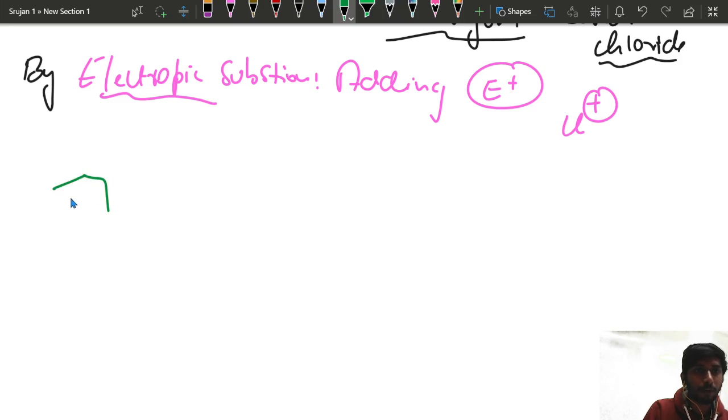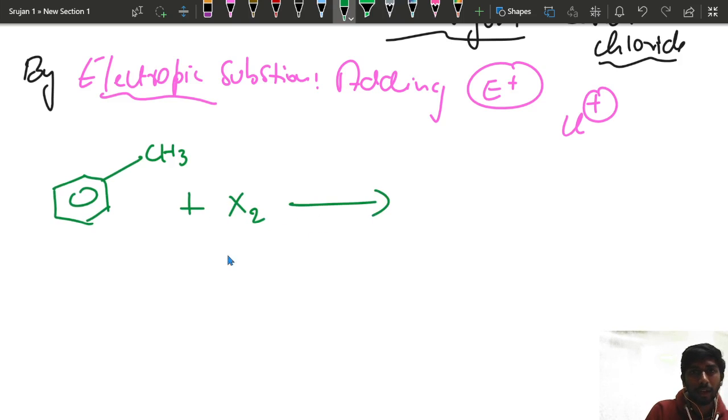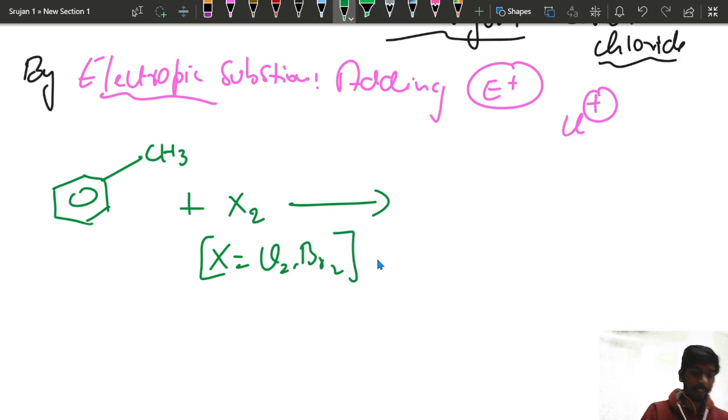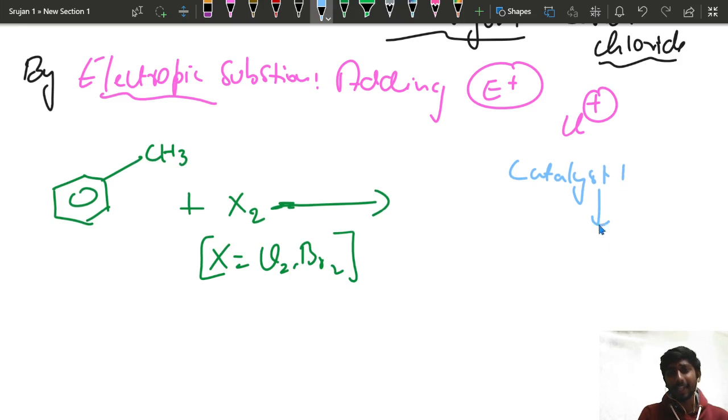I am taking the example of toluene. Okay, this is a toluene. I am treating toluene with the halogen. Generally X will be chlorine or it will be bromine. I'll tell why only these two will be there. I'll tell the reason why. This is treated in the presence of a catalyst. What does a catalyst do? Catalyst enhances the rate of the reaction.